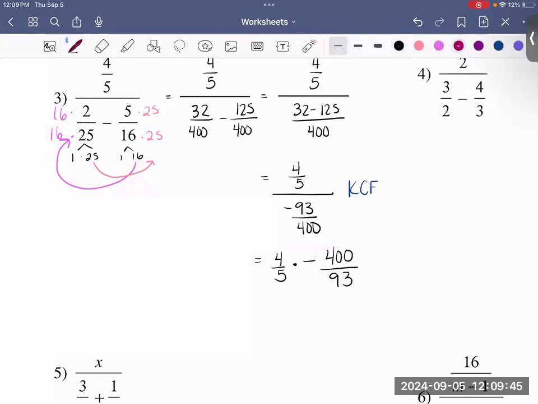So instead, looking directly across, 5 and 400 share a 5 in common. 1 and 5 and 400. 5 times 80 makes 400. So we're just going to cancel out your 5 here. We got the leftover of negative 4 times 80 over 1 times 93, which makes negative 320 over 93.